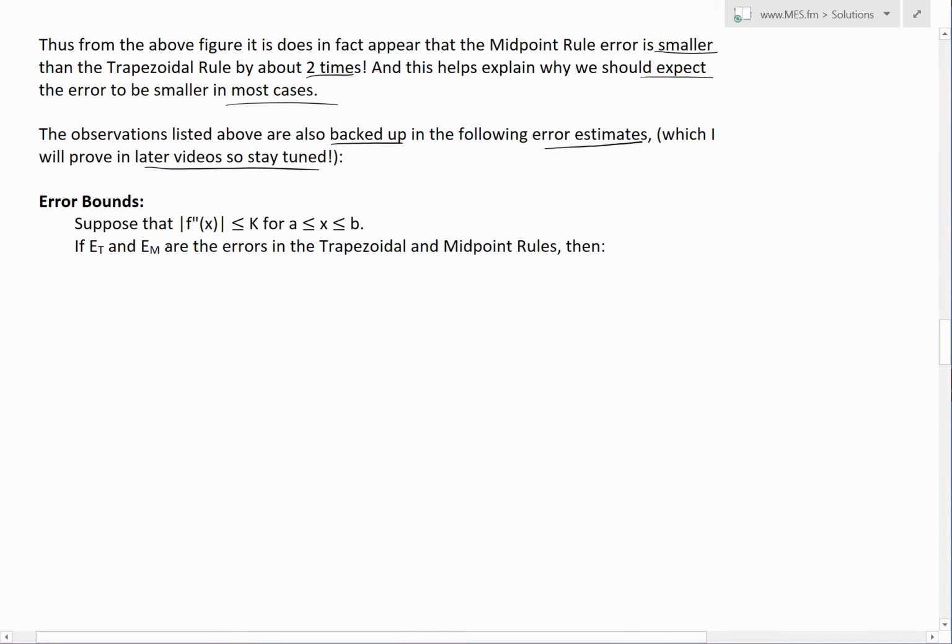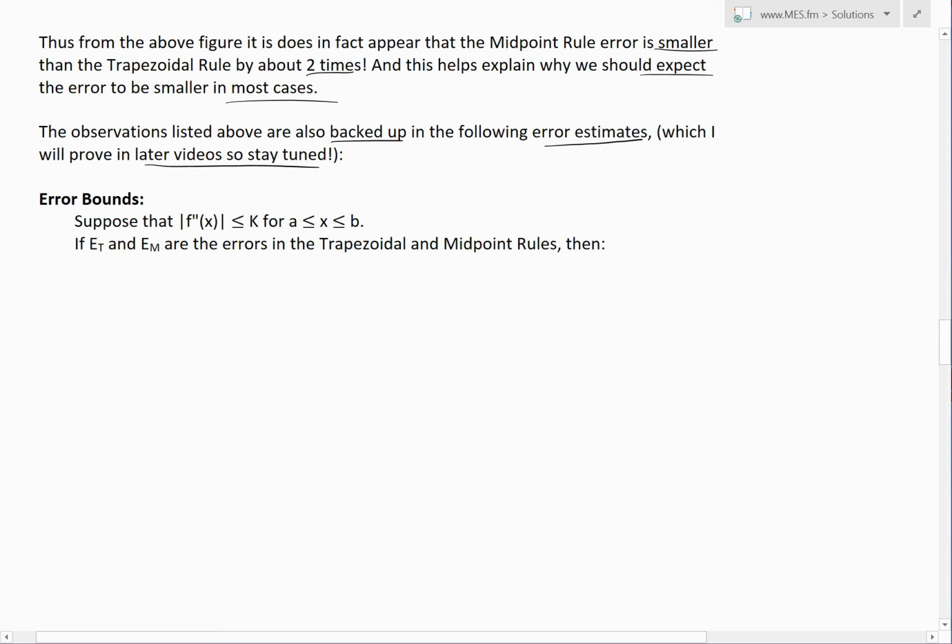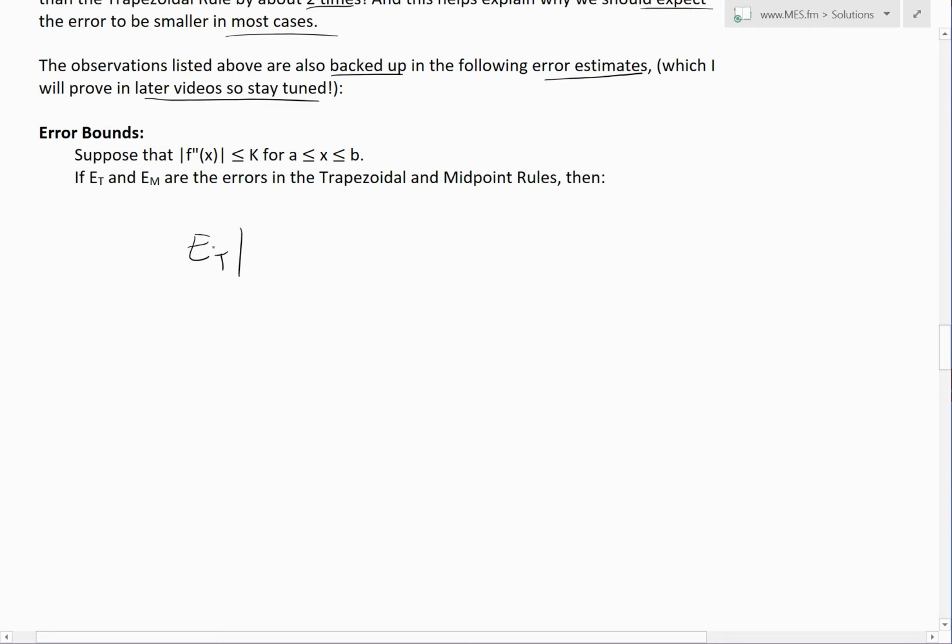So the error bound estimates are right here. Suppose that the absolute value of the second derivative of f of x is less than or equal to k, for a less than or equal to x less than or equal to b. Basically, if E_T and E_M are the errors in trapezoidal and midpoint rules, then we have these formulas, and again I'll prove these in later videos. So stay tuned for that. This becomes the error estimate. The error of trapezoid, absolute value, is less than or equal to k times (b minus a) to the power of 3 divided by 12n squared.